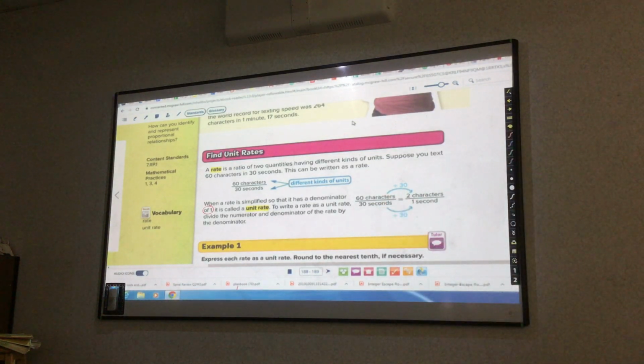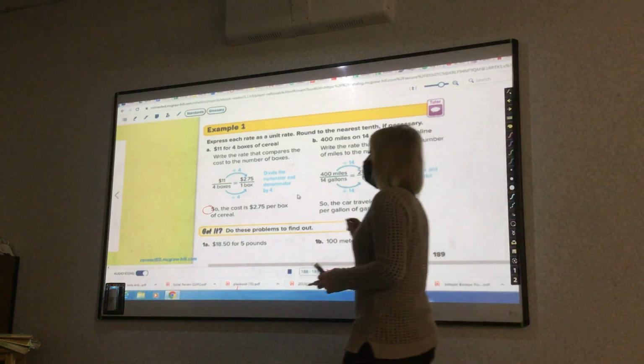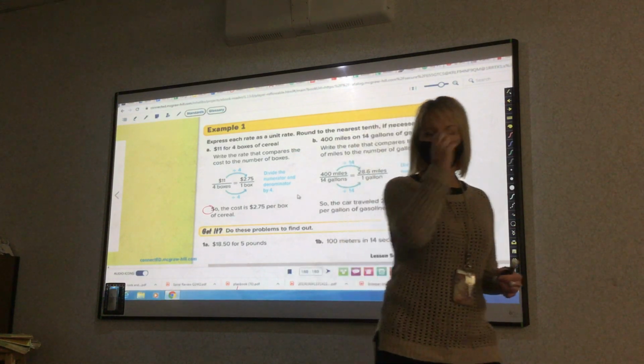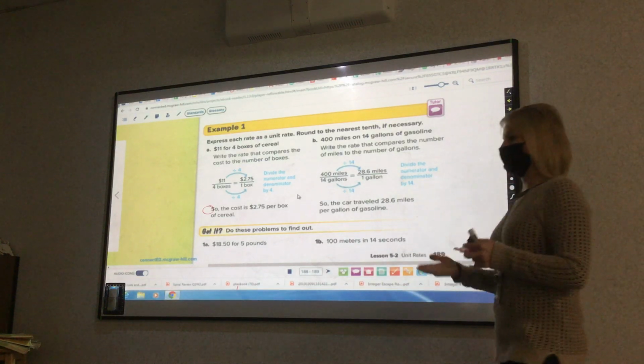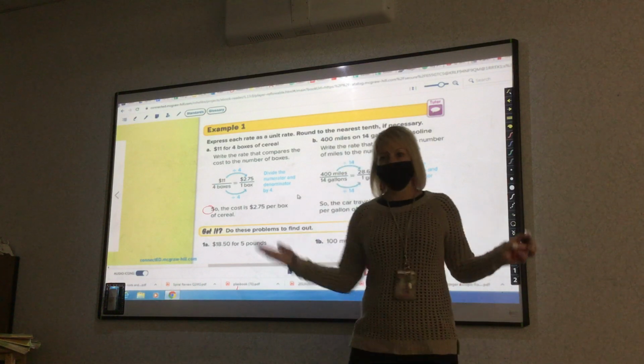So for our first example, it says, express each rate as a unit rate, round to the nearest tenth, if necessary. Go ahead and get your calculators handy, because I am going to let you use your calculators, because the biggest part of this lesson is setting it up. Can you set it up? Can you have it in the right direction? And then go ahead and use your calculator.